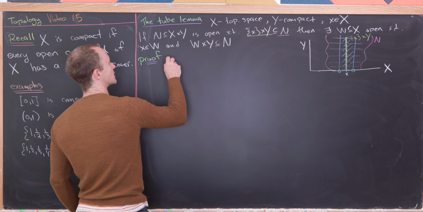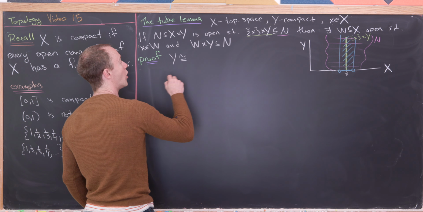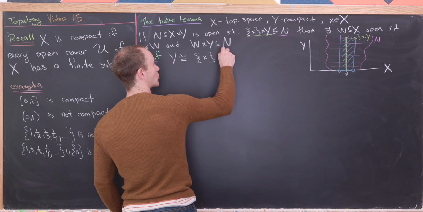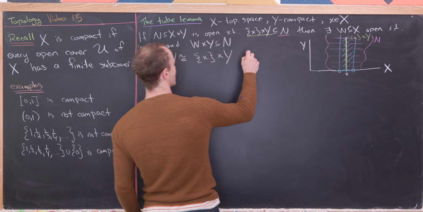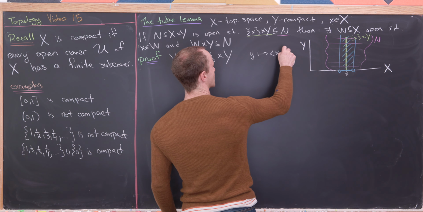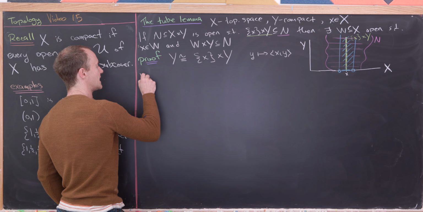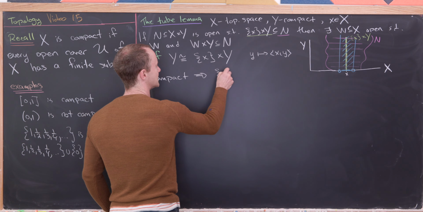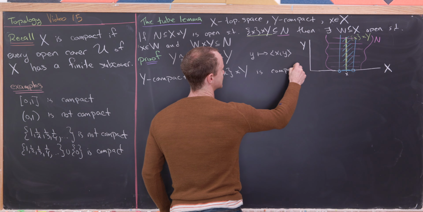Let's observe the first thing, and that is our space Y is homeomorphic to the singleton little x cross Y. I think that's pretty clear, but maybe the map we would take would just take Y and send it to the ordered pair (x, y). But now, since Y is compact, and we've got that homeomorphism, that means this singleton x cross Y is also compact.